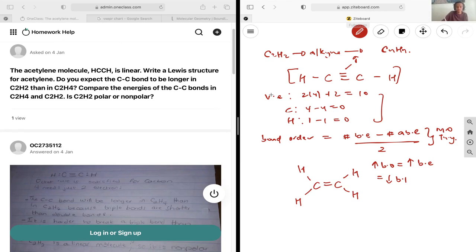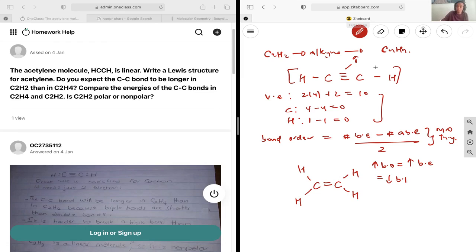And so the next question is compare the energies of the bonds. The energies we've already described here with the bond order. This is going to have a higher bond energy than this one because this has a higher bond order than this one. And lastly, we want to answer, is it polar or non-polar?